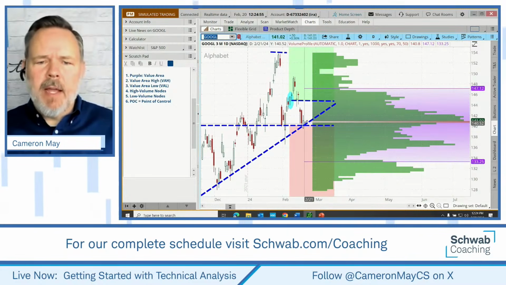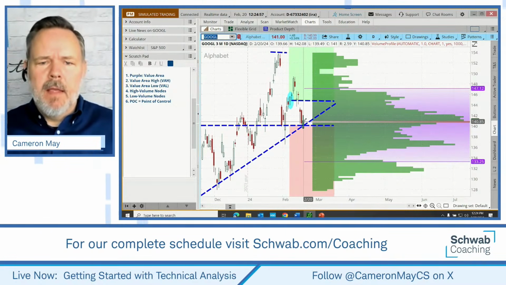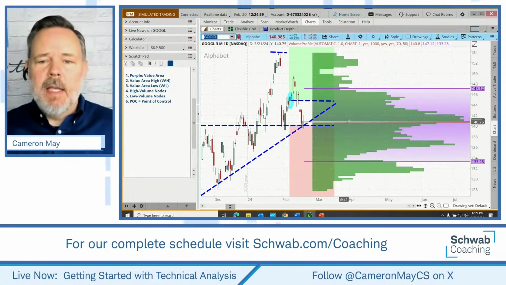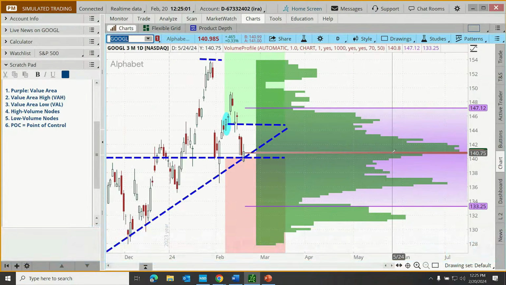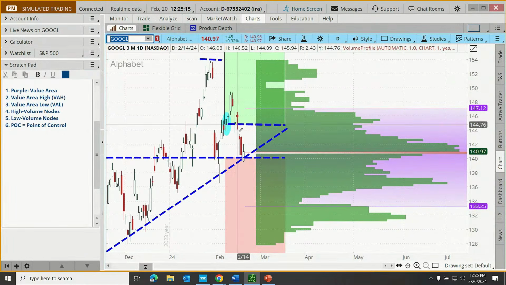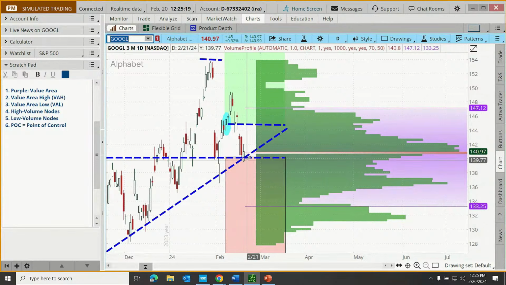So where is price right now? Oh, this is interesting. Price right now is right at the point of control. What might that mean? Well, we might be at a balance point between buyers and sellers, right? When we're at that point of control, price may go up, it may go down. It might be useful to look at where it was headed before. And in this case, we were headed down.